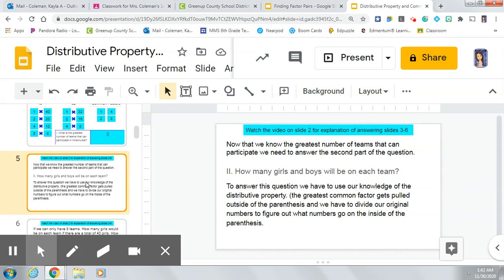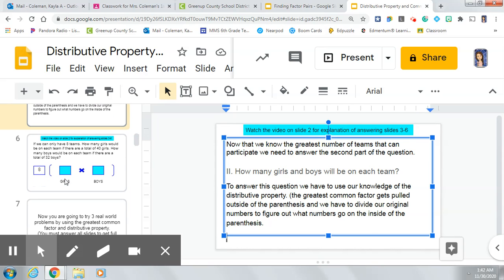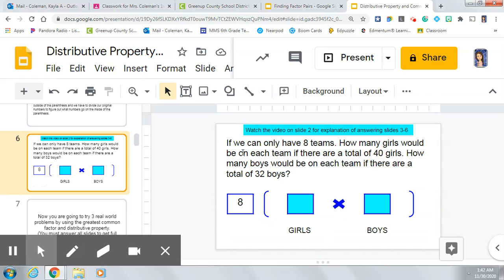So we're going to use that greatest common factor to solve these problems. We're also going to use the distributive property, which you learned in Miss Sloan's class. I'm going to be reviewing it a little bit with you today. So the number that's on the outside of the parentheses is going to be that greatest common factor, that 8. And then we have to figure out what the number on the inside of the parentheses would be. So in this slide, if we only have 8 teams, I want to know how many girls would be on each team and how many boys would be on each team.